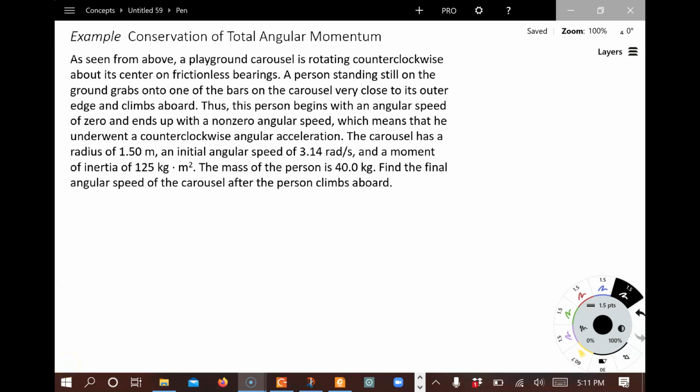Hi, this is an example problem from Chapter 9 involving the conservation of total angular momentum. Pause for a moment so that you can read the question.